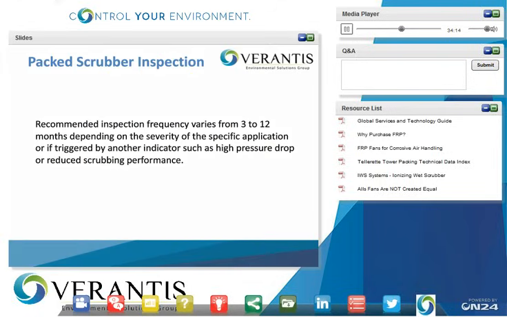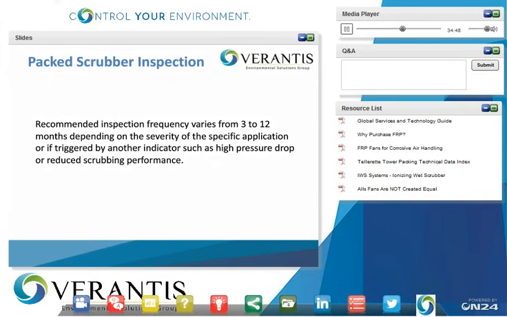As far as packed scrubber inspection, looking at the packing, there's really no fast and hard rule here. Recommended inspection frequency can vary from 3 to 12 months, and it really depends on the severity of the application. Or again, if it's triggered by some other indicator such as a high pressure drop indication, or you know that the scrubbing performance has been reduced, if you're monitoring scrubbing efficiency, or just based on odors or whatever, you can tell that the scrubber isn't performing as it should be.